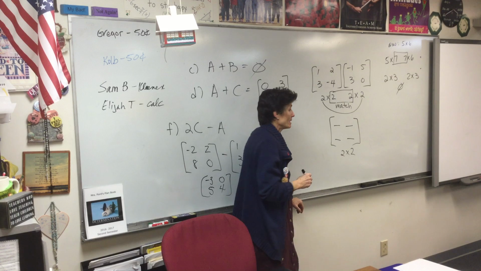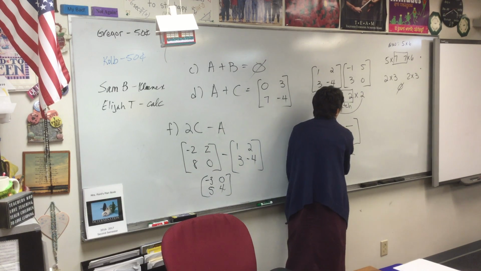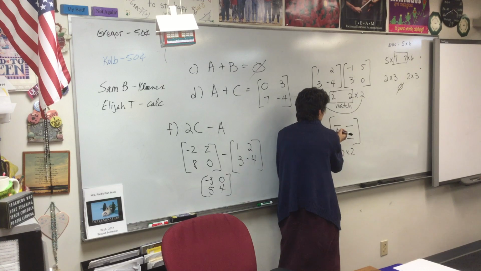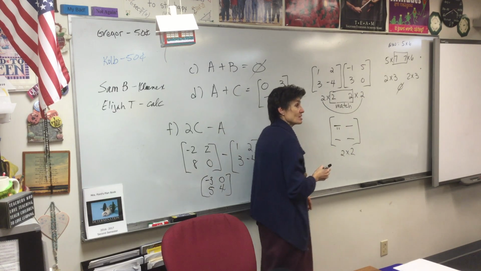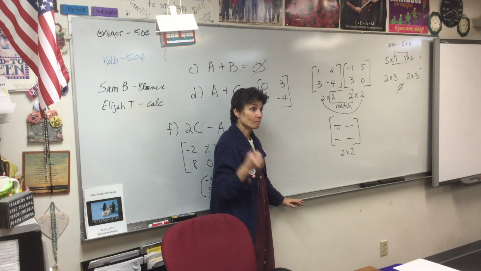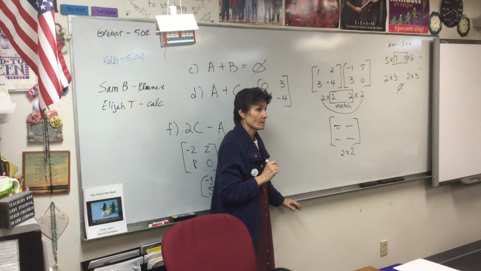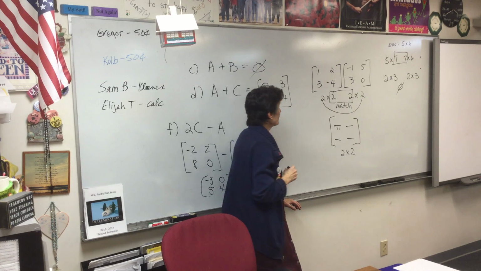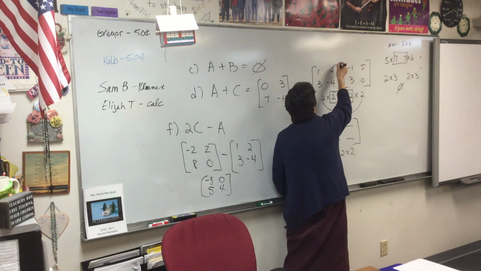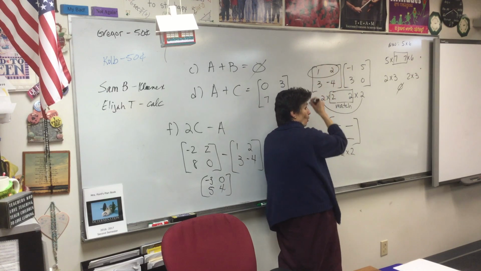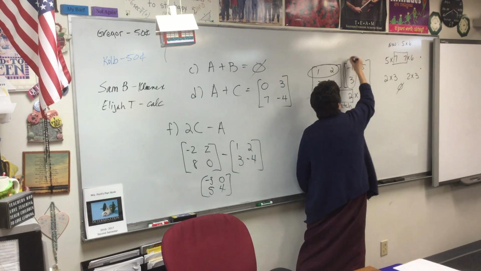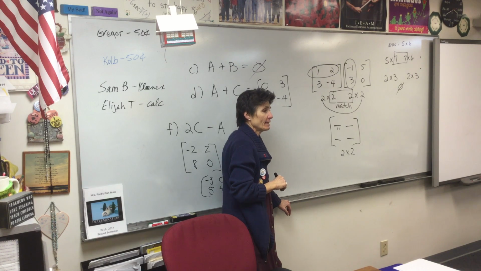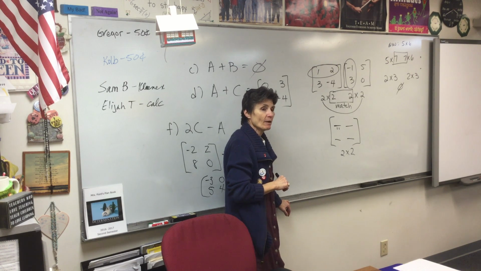Right? I know that this number right here, whatever it is, is in the first row, first column position. To get that answer, I am going to multiply the first row times the first column. You'll get this. So here's how I want you to do it.